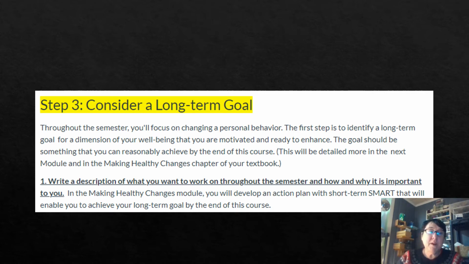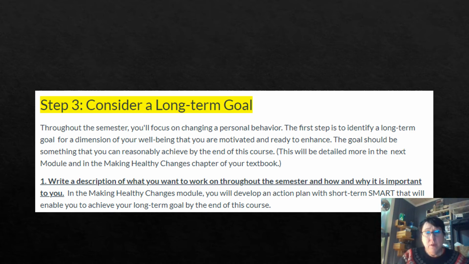As you remember on that personal wellness wheel, you had different boxes and examples in each one of those boxes. One was muscular strength and fitness, another was cardiovascular wellness, and then there was emotional health. So it's a matter of thinking about which of those areas you are interested in. Step 3, question number 1 is, what do you think you would like to work on this semester, and why is that important to you?